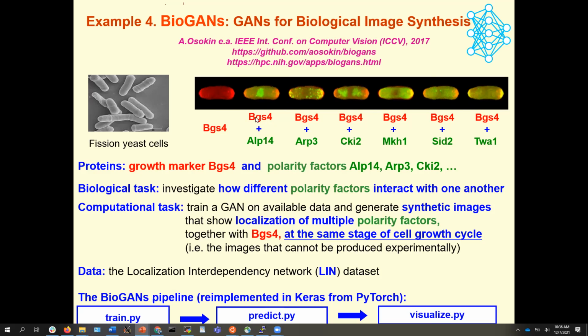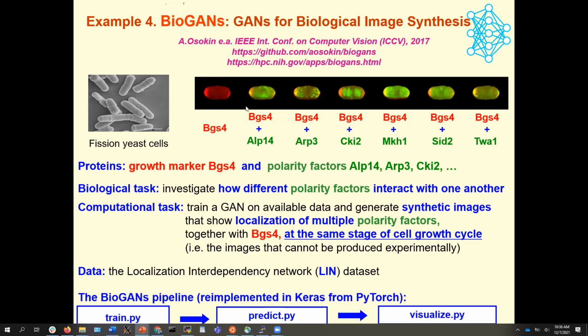The red channel always corresponds to the same protein, BGS4. And this protein is a growth marker. From the distribution of this red protein in the cell, the expert in fish and yeast can figure out the stage of the cell growth cycle. So it is strongly connected to the growth cycle. The distribution of the red channel is strongly connected to the growth cycle of the cell.